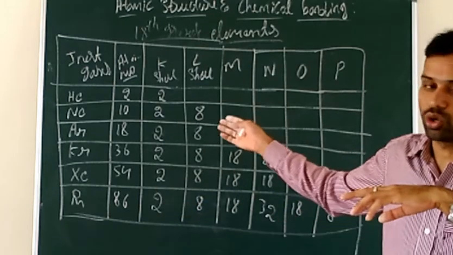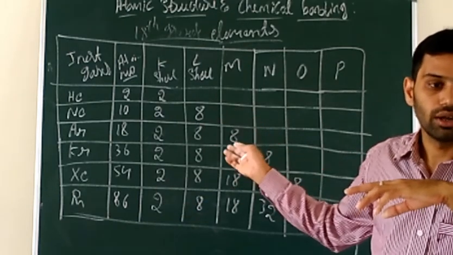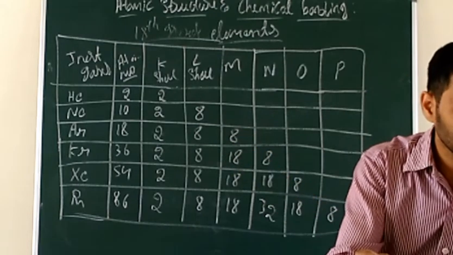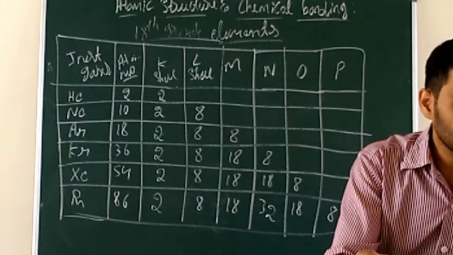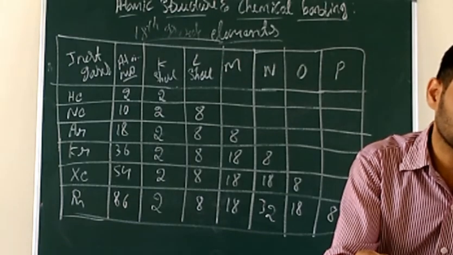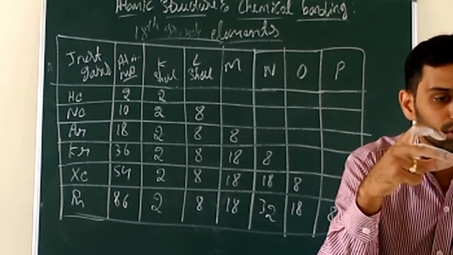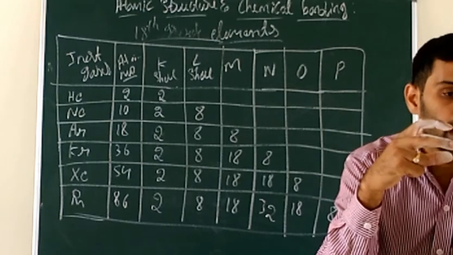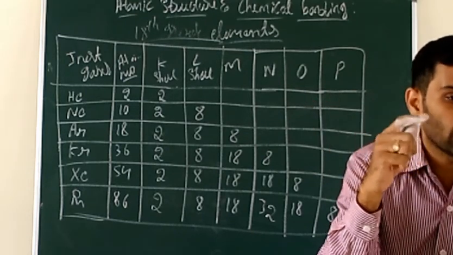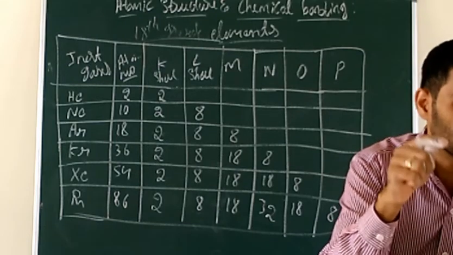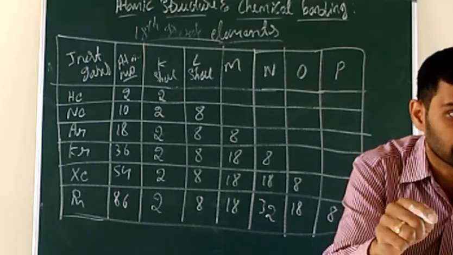As I told, sodium and chlorine. Sodium has 1 electron in its outermost shell. Chlorine has 7 electrons in its outermost shell. So they are going to combine and form sodium chloride. How are they going to combine? By transfer of electrons. Sodium wants to attain the stable state. It is going to attain the stable state by losing 1 electron.